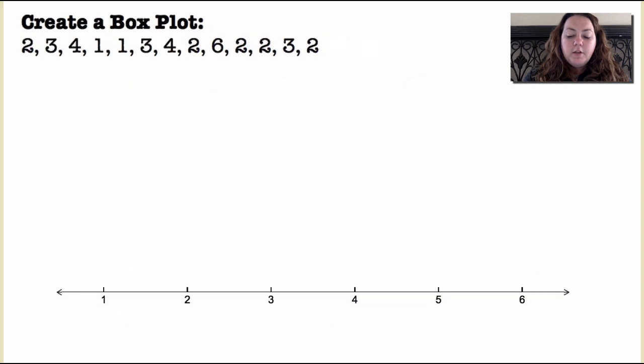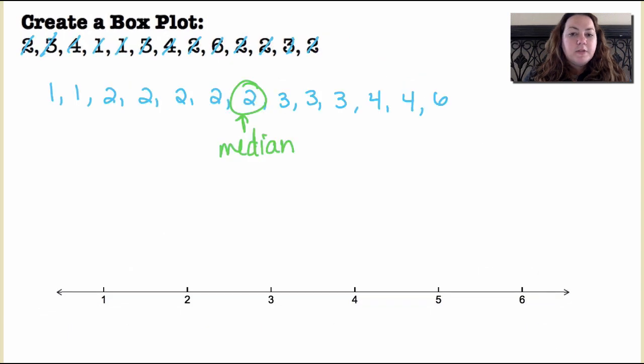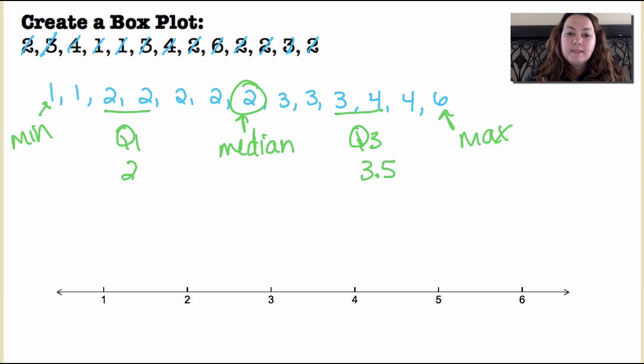All right, another box plot. I'm going to put the numbers in order from least to greatest. I'm going to find the median. This time I have an odd number of numbers, so my median is its own number, and that's the middle. I'm going to find the median of the lower half. Well, it's in between two numbers, in between 2 and 2. So quartile 1 is 2. The upper half, it's in between two numbers, 3 and 4. So I have to add those. 3 plus 4 makes 7, divided by 2 makes 3.5. My minimum is 1. My maximum is 6.